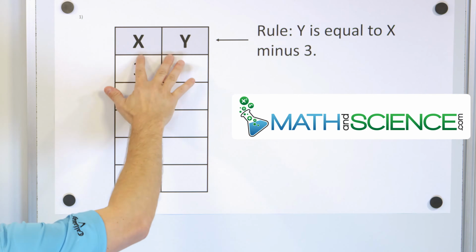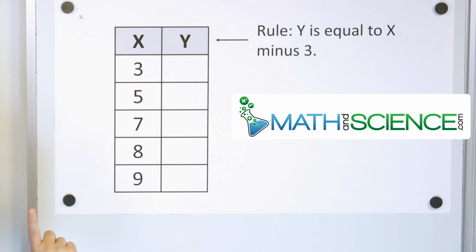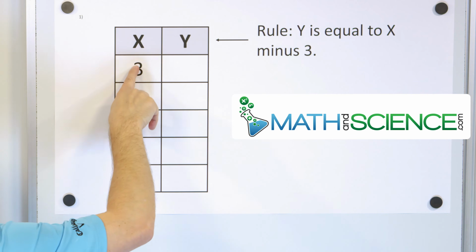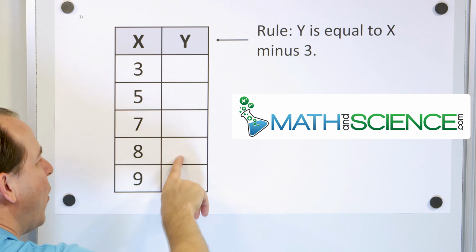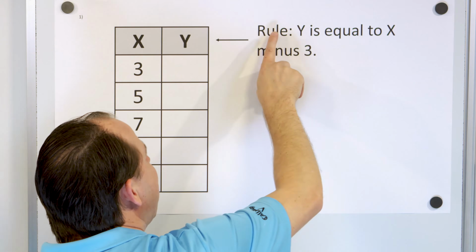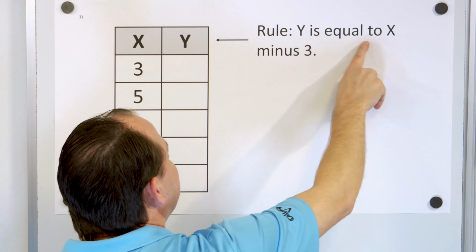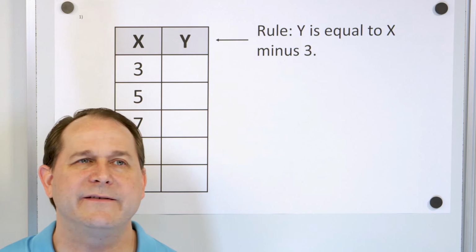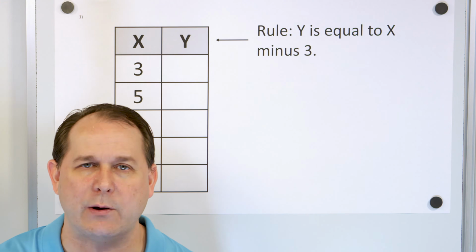So here we have the XY table. But here is different. In the last lesson, I gave you both sets of numbers. Here, I only give you the X numbers, but instead of giving you the Y numbers, I give you a rule. And this rule is telling us that Y is equal to X minus 3. Now don't get too scared about that. This rule just tells you how to calculate what Y is.